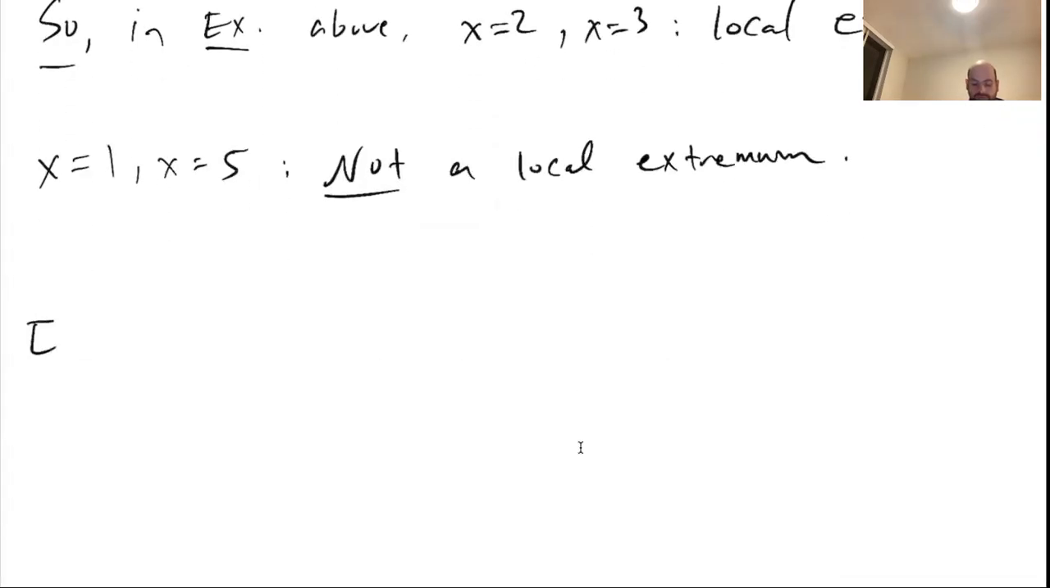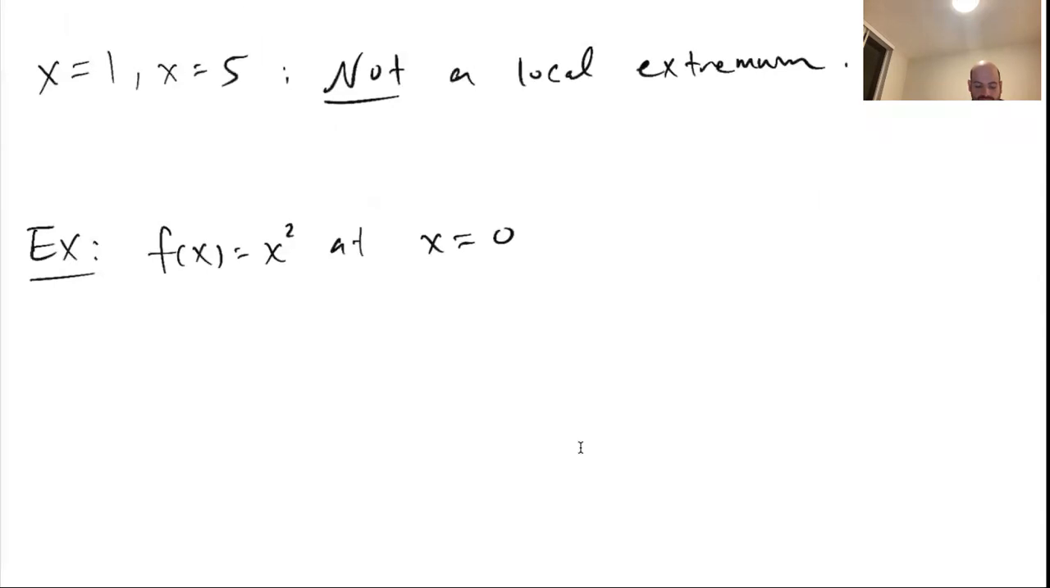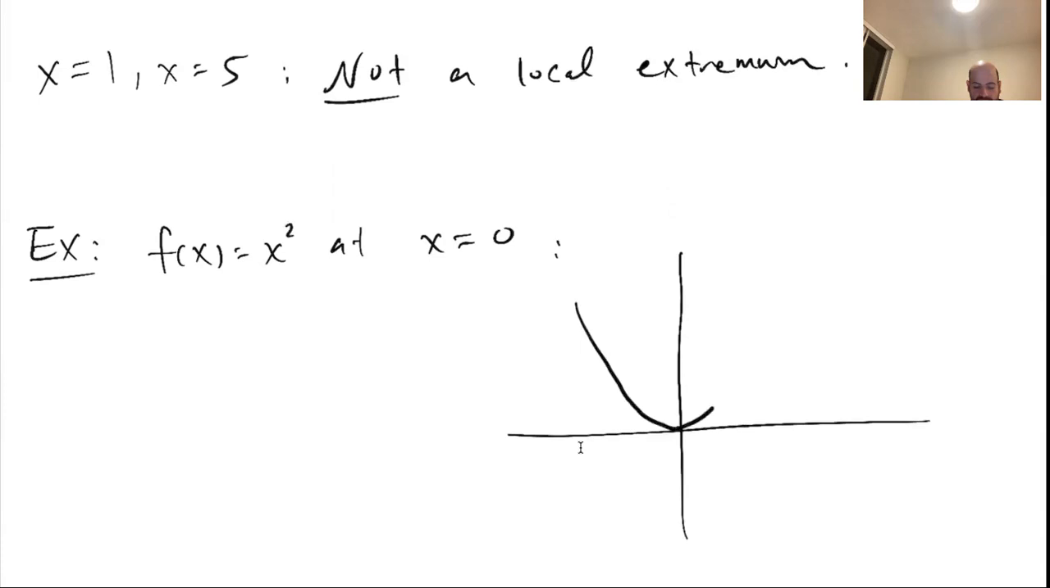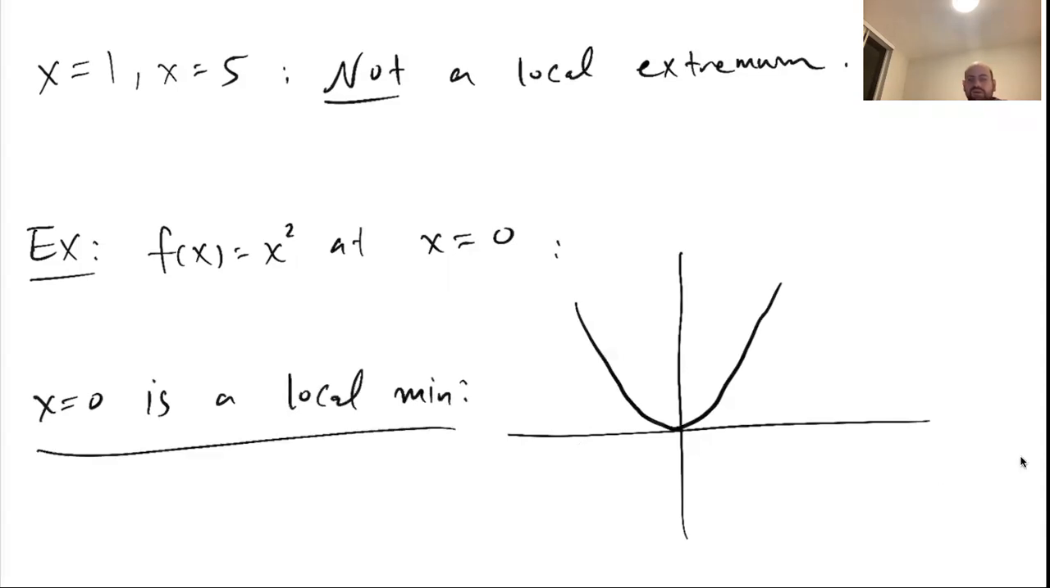Okay, so another example, let's say f of x equals x squared at x equals 0. f of x equals x squared looks like this. At x equals 0, is it a local minimum, maximum, or neither, do you think? x equals 0 is a local minimum. Why is it locally a minimum? Because I can find an open interval containing 0 such that f of 0 is the smallest output on that interval.